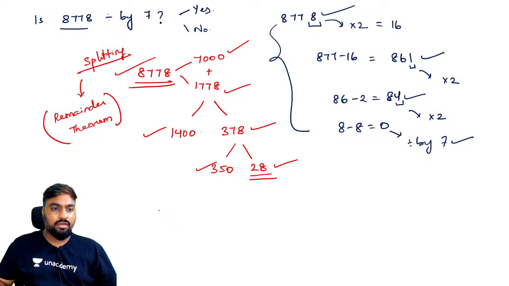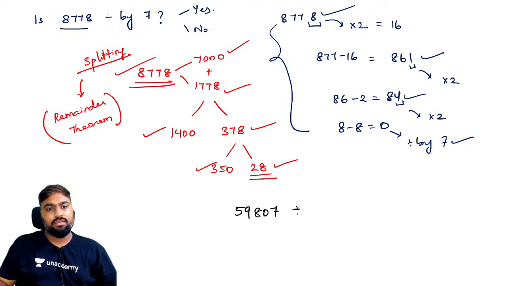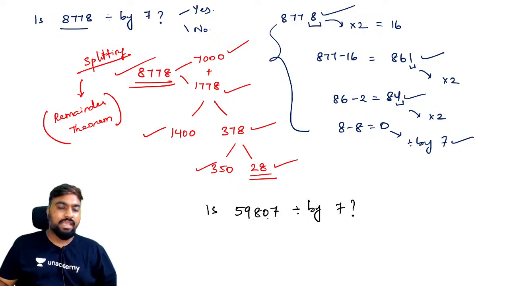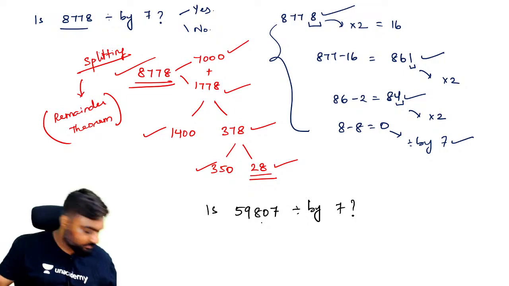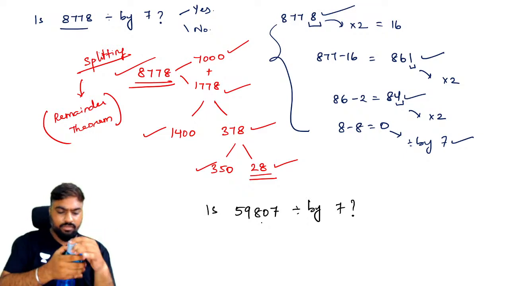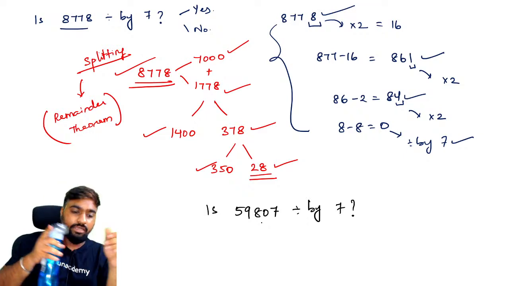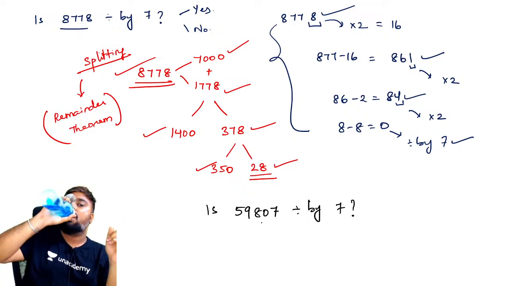Yes. Another question. Let's do one more. Then we'll move on. Okay. 7 के लिए एक और करते. Quickly tell me, is 59807 divisible by 7? Quick. जल्दी करो. 59807 divisible by 7 or not? Let's see who gives the answer first. Don't use the calculator. Calculator मत use करना.